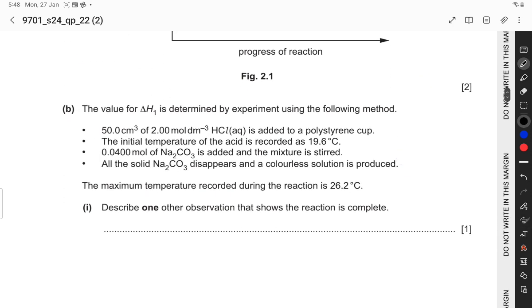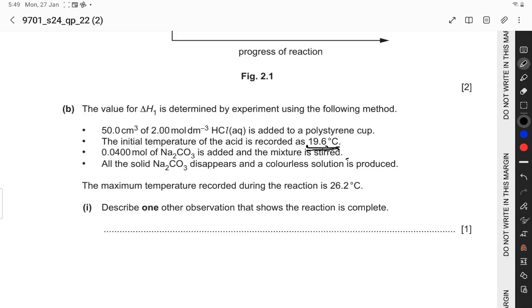The value of delta H1 is determined by experiment using the following method. 50 cm3 of 2 mol per dm3 HCl is added to a polystyrene cup. The initial temperature of the acid is recorded at 19.6 degrees centigrade. 0.0400 mole of sodium carbonate is added and the mixture is stirred. All the solid sodium carbonate disappears and a colorless solution is produced. The maximum temperature recorded during the reaction is 26.2 degrees centigrade. Describe one other observation that shows the reaction is complete.